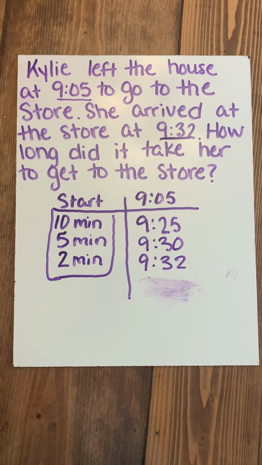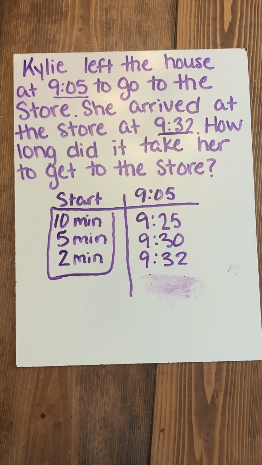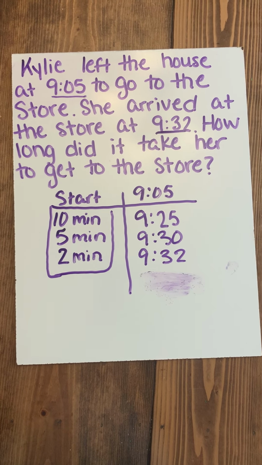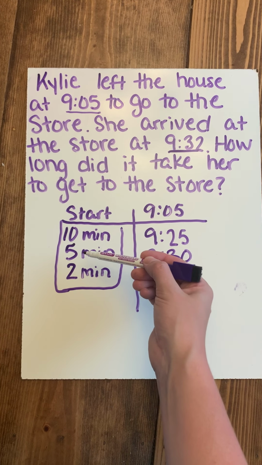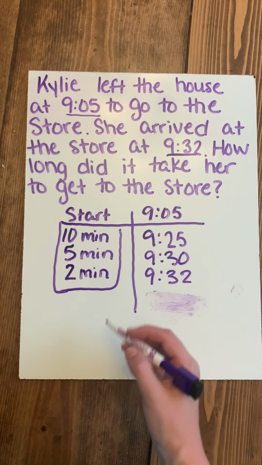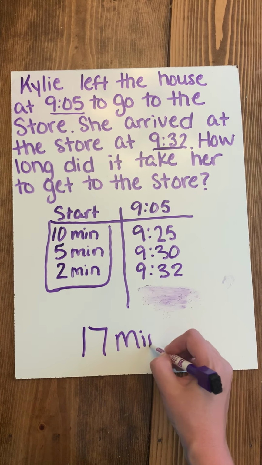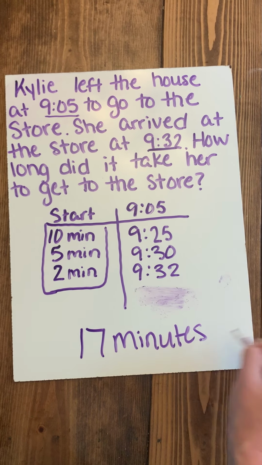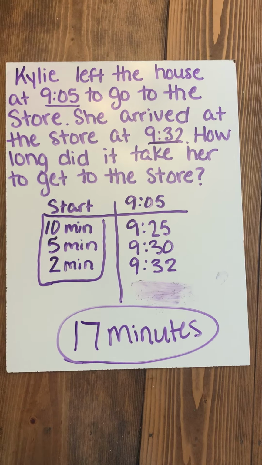I'm going to add all of my hours up first, which there are no hours in this problem. And then I'm going to add my minutes. So 10 minutes plus 5 minutes plus 2 minutes. 10 minutes plus 5 minutes is 15. 15 minutes plus 2 minutes is 17. So my answer is it took Kylie 17 minutes to get to the store.